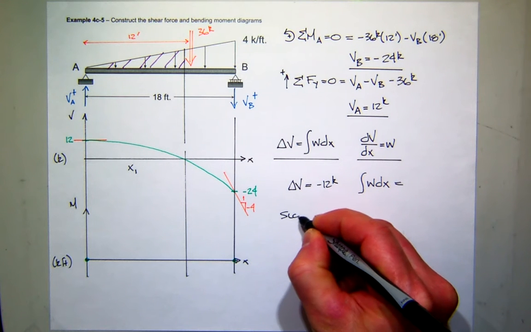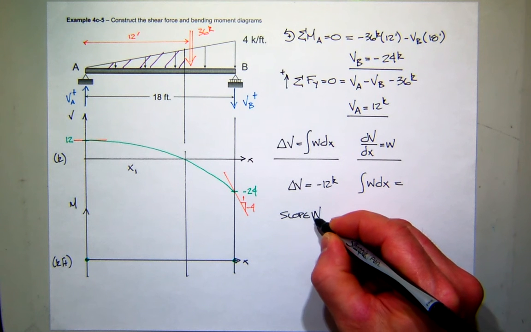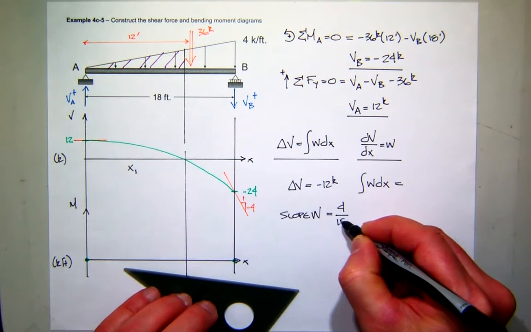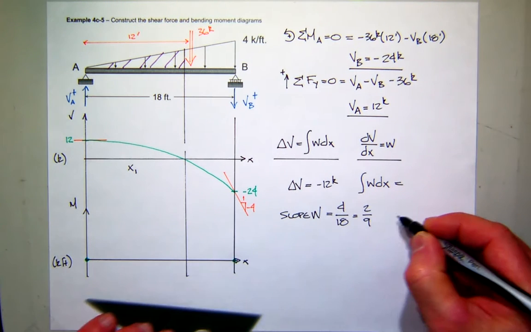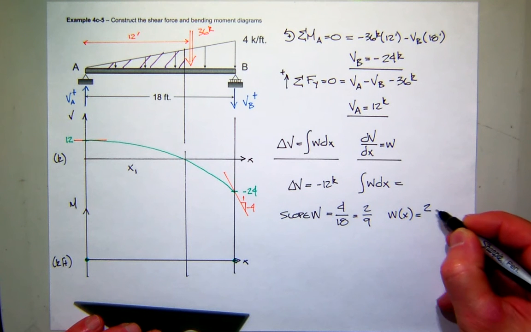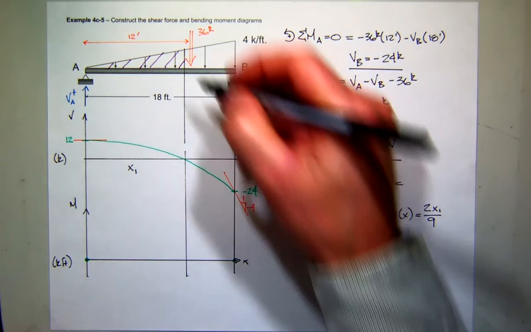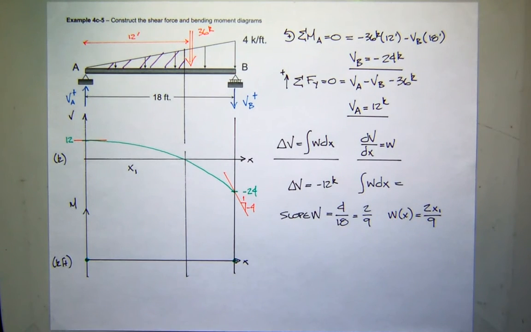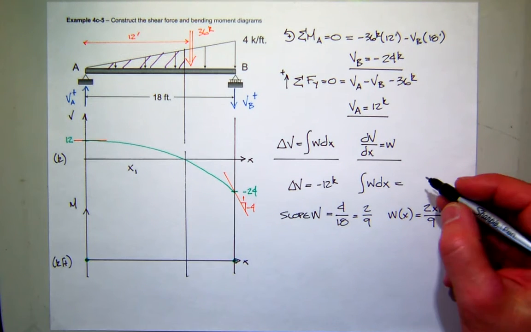So the slope of the load diagram is going to be 4 over 18, which I can, I guess, reduce a little bit to 2 over 9. So that means that my actual function of the load is what? 2x1 over 9. That's the height right there as a function of x1. So if I integrate that, 1/2 base times height, what do I get?